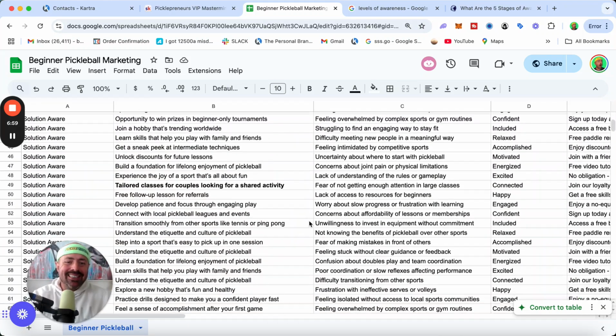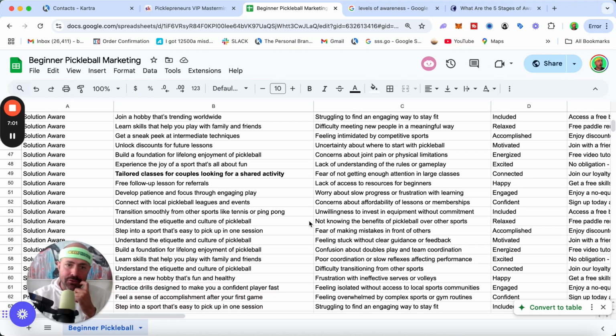Solution aware. Now, notice the language difference. Tailored classes: they're already aware of the solution. They know that they most likely want to do pickleball. Tailored classes for couples looking for a shared activity. So now that they know they want to play pickleball, maybe they want to play with their partner. Of course, we see a lot of people playing with their family members.